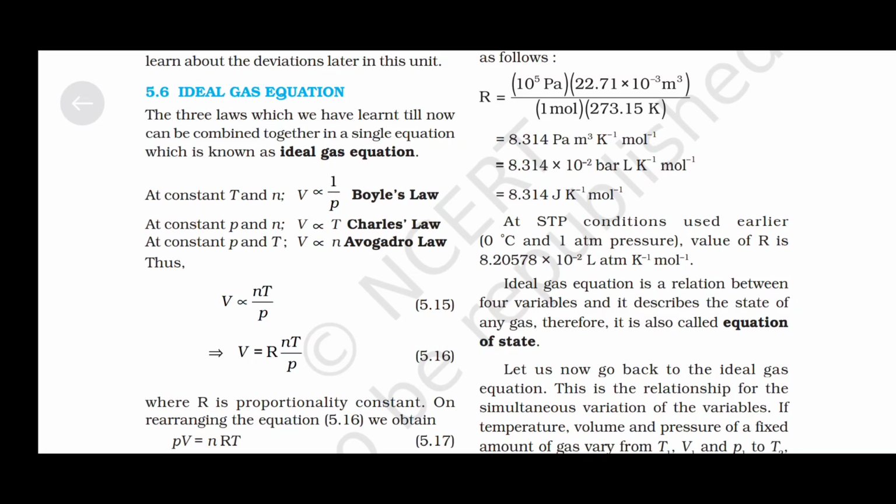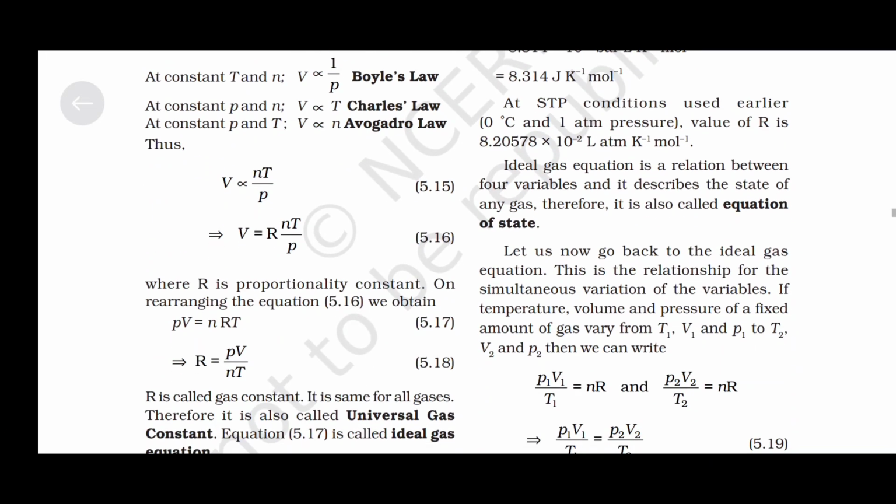Thus, volume is directly proportional to the temperature, directly proportional to the number of moles, and inversely proportional to the pressure. Then, to remove the proportionality sign, a constant will come in. So here we took R as a proportionality constant. V is equal to R n T by P, where R is proportionality constant. On rearranging the equation, we get PV is equal to nRT. This everyone should remember, PV is equal to nRT.